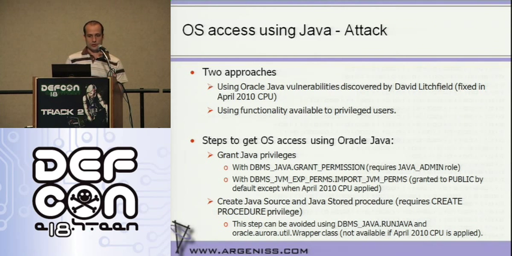So there are basically two steps for this attack that will use the Oracle Java functionality in Oracle to get operating system access. First, we need to grant the Java privileges that are required to access operating system resources. This can be done in two ways. One is using the grant permissions stored procedure, but this one requires the Java admin role. This is the official or documented way to do it.